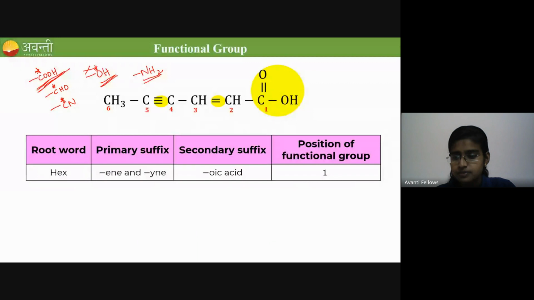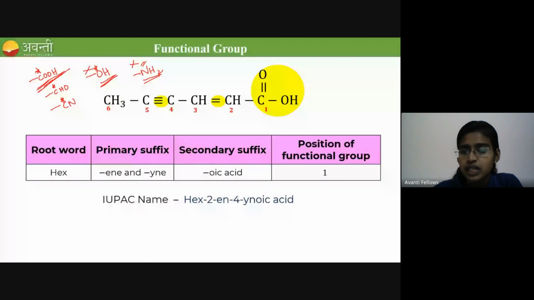No doubt? Okay. Students, tell me, if a compound contains NH2, will you number that nitrogen? Yes or no? No, because it is nitrogen. We should not number the nitrogen. You have to number only the functional group which has carbon in it. So that's why we are numbering this carboxylic acid carbon, and we are getting 6 carbons here.